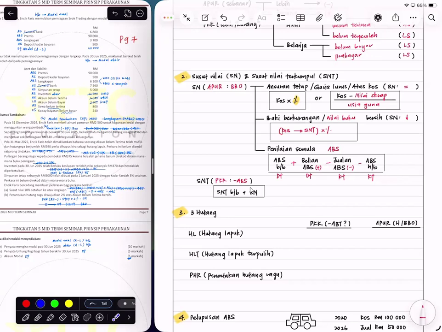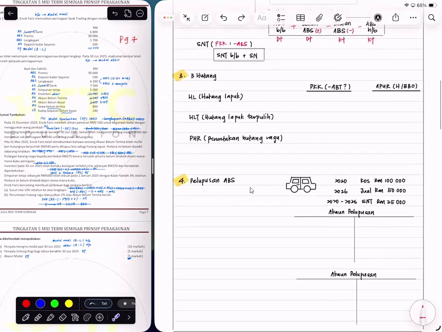Then for SNT, there's only one formula there, which is taking the SNT given in the question, add with this SN here. So that means we need to calculate SN or SNT first. No matter how the question changes, we need to calculate SN or SNT first. Which one first? Yeah, always SN first. Because without SN, you can't calculate your SNT. So always calculate your SN first.